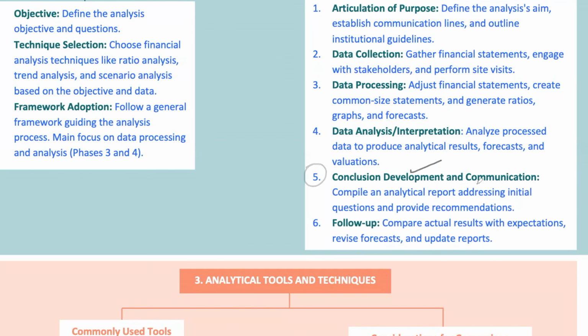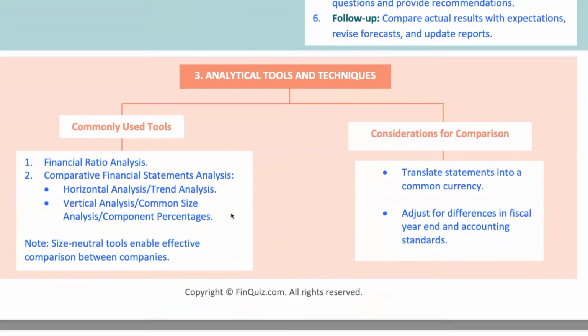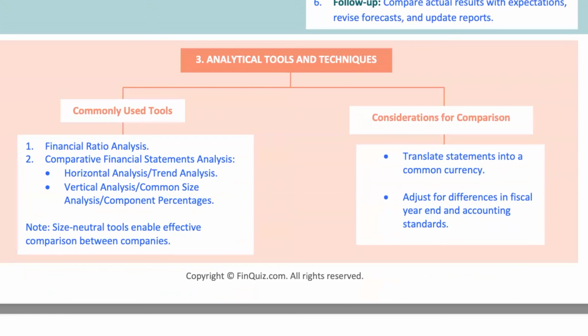5. Develop and communicate conclusions. Write up that killer report, make your recommendations, and back them up with your analysis. 6th is follow-up. Keep the loop going. Compare actual performance with your forecasts and revise as needed. Today, we're zooming in on phases 3 and 4, processing and analyzing data. Ready to dig deeper? This process is all about turning data into decisions.